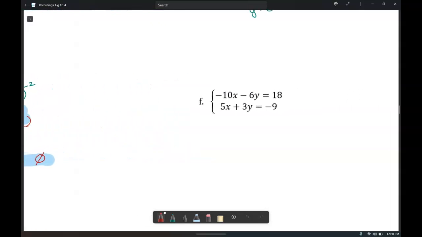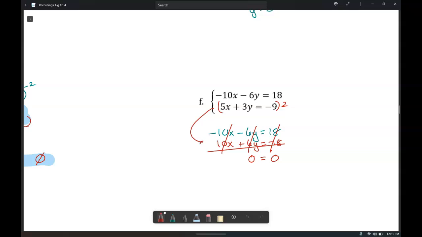For this one, let's think about what we can multiply by. Well, these are already opposite, so we just need to double it. Multiply by 2. So our first equation is negative 10x minus 6y equals 18. And when we go ahead and multiply, we get positive 10x plus 6y equals negative 18. And we add these two equations together, and we'll see all three terms cancel. And so we're left with 0 equals 0. We're left with a true statement.